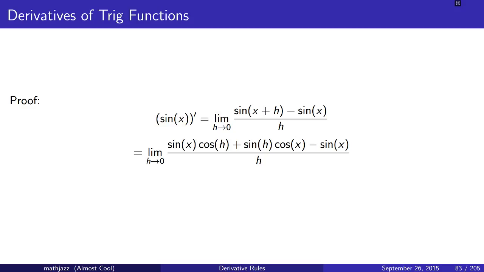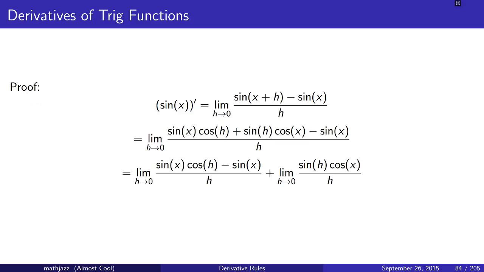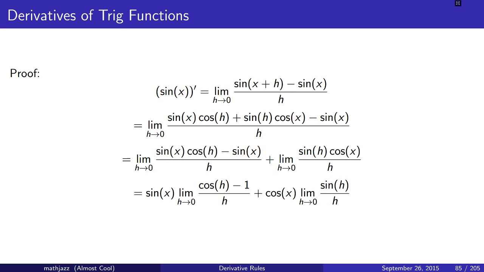We will now break the fraction apart, and this gives us the limit as h goes to 0 of sine x cosine h minus sine x over h, and the limit as h goes to 0 of sine h cosine x over h. We will now factor out sine x from the left limit and cosine x from the right limit to obtain this expression. And we note that we know the values of the two limits that are left in this expression.